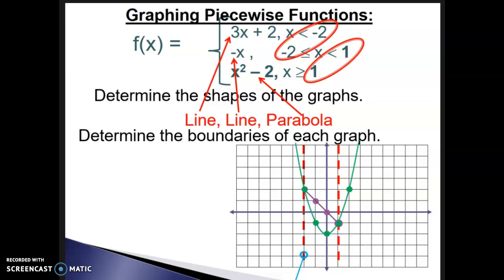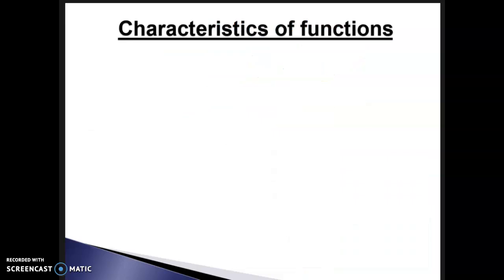Now let's graph that parabola. It has a vertex at 0, -2. But we only need the portion of the graph that is greater than or equal to 1. So here is our piecewise function. We're going to take off those dotted lines, and this is what it looks like. Now notice that this is going to be a discrete or a discontinuous function because there are gaps.